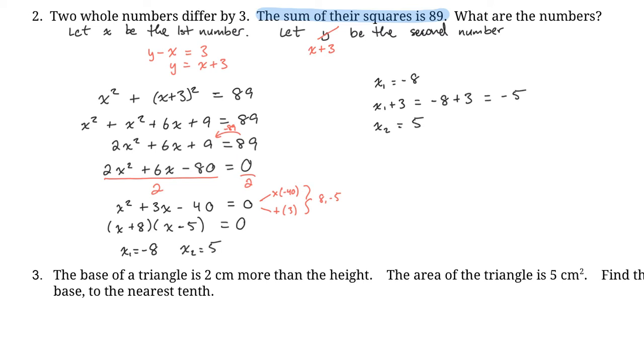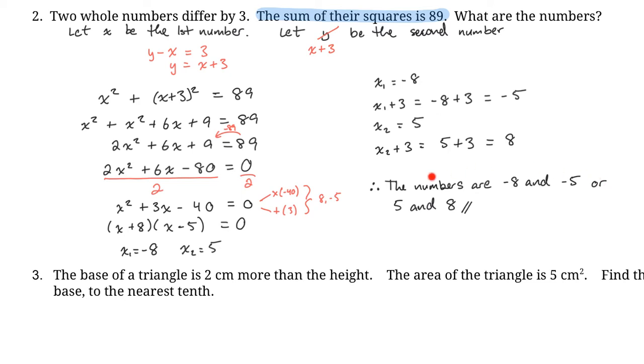And when our second value for x is equal to 5, we can just have x2 plus 3. And that's just 5 plus 3. So our second number in this case would just be 8. Therefore, the two numbers are either negative 8 and negative 5, or 5 and 8. This definitely isn't the only way to solve this question. You may have approached it in a different way, but this is the final answer.